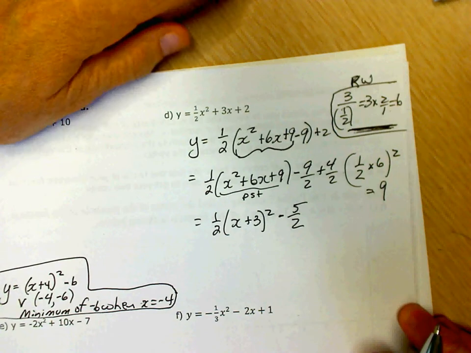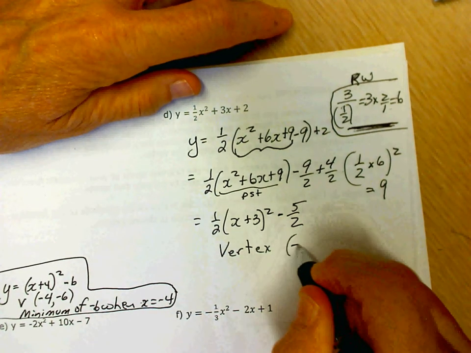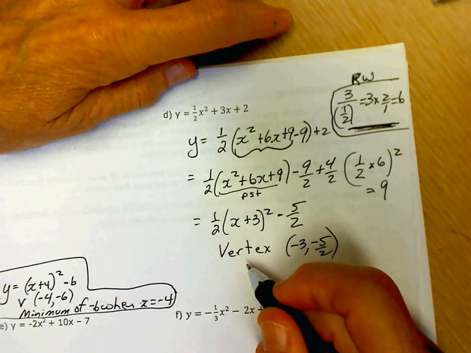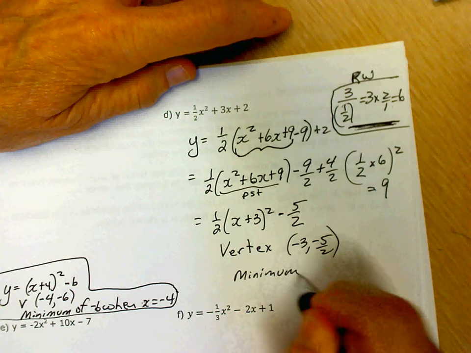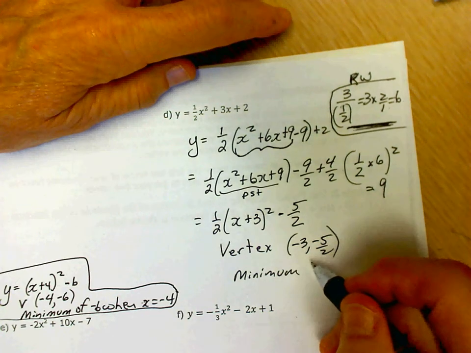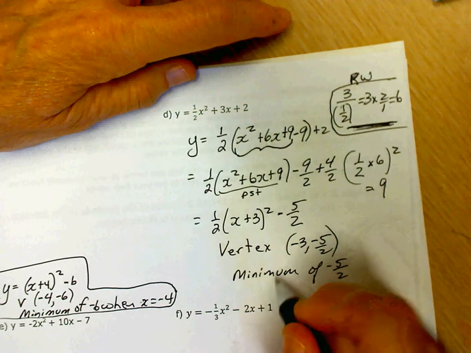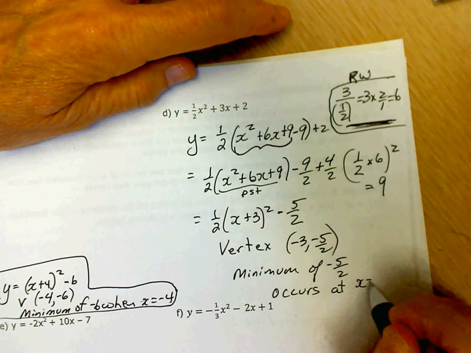So we have our vertex, negative 3, negative 5 over 2. It opens up, so again we have a minimum of negative 5 over 2, and it occurs at x equals negative 3.